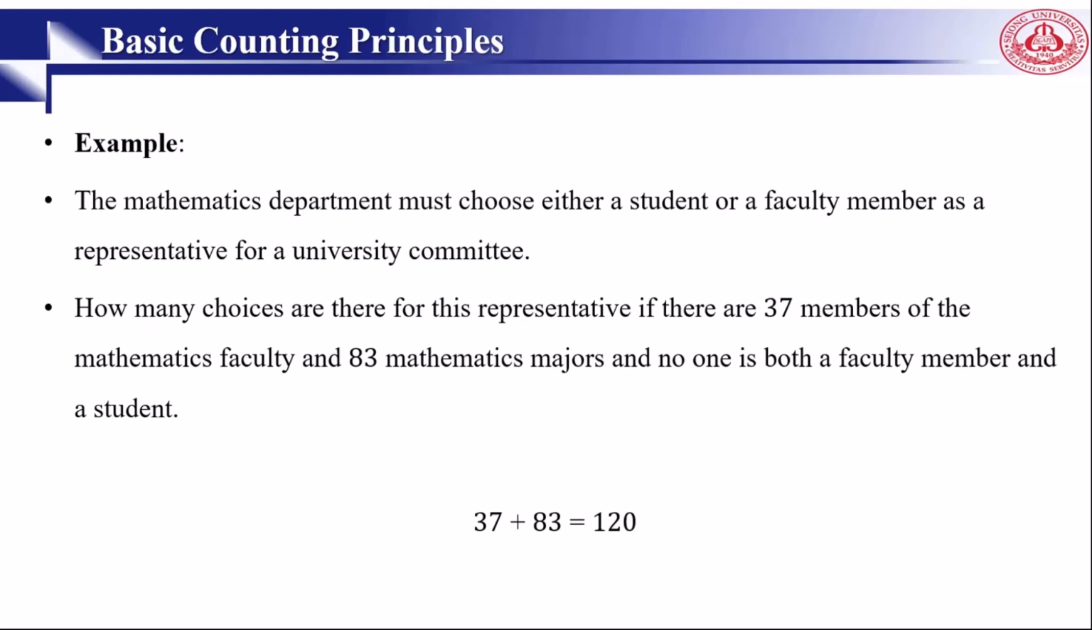Here is an example to better understand. The mathematics department must choose either a student, see, either means or, a student or a faculty member as a representative for a university committee. How many choices are there for this representative if there are 37 members of the mathematics faculty and 83 student majors and no one is both?